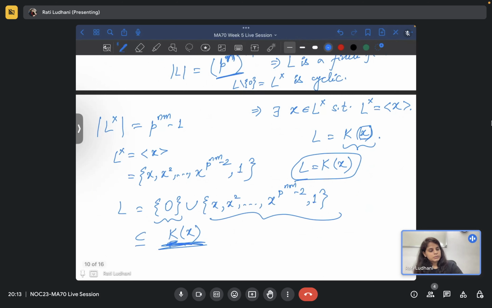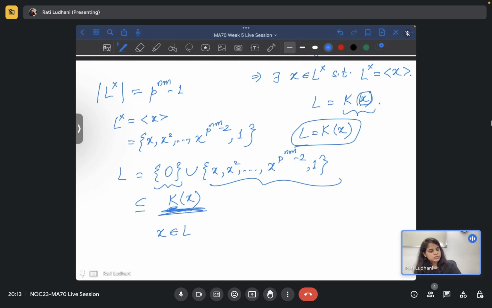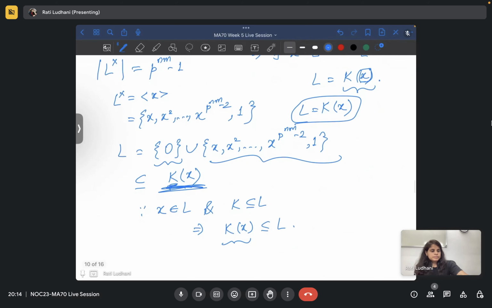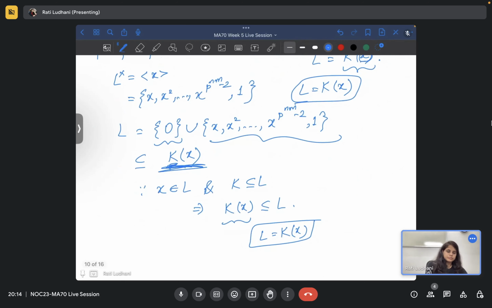Now from the other containment, what can you say? Since x belongs to L and K is also a subset of L, K(x) is contained in L. So both-side containment is there, because K(x) is the smallest subfield which contains x and K. That's why L is equal to K(x). So this is an argument we can always use if we need. This implies L is simple, as we required.